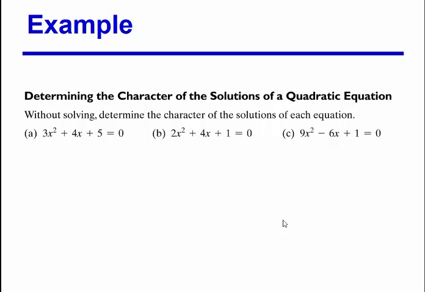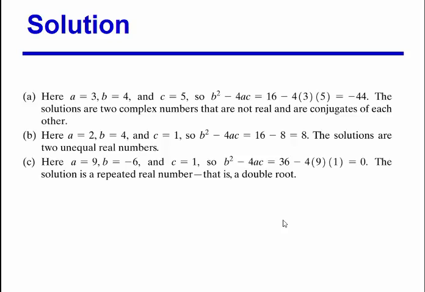So here's an example. Let's determine the character of the solution of a quadratic equation without solving. So we have a, b, and c. For the letter A, we have a is equal to 3, b is 4, and c is 5. So the discriminant in this case happens to be equal to -44. So the solutions are two complex numbers that are not real and are conjugates of each other.